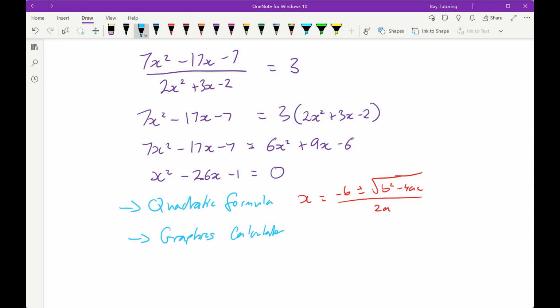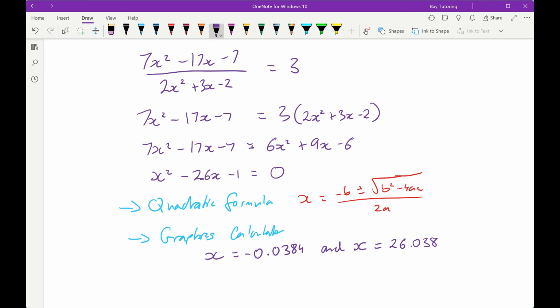So on my graphics calculator, I'm going to go to the equation function and then F2 for polynomial. And then degree 2, because this is a quadratic. So it's 1x squared minus 26x minus 1. Okay, so that has given me answers of x equals negative 0.0384 and x equals 26.038.